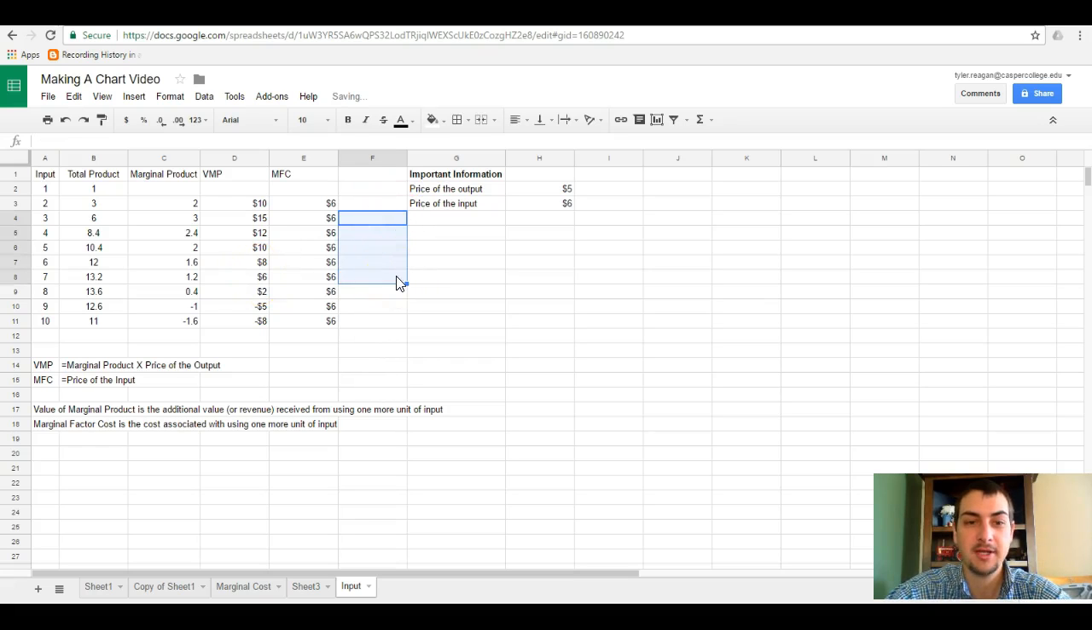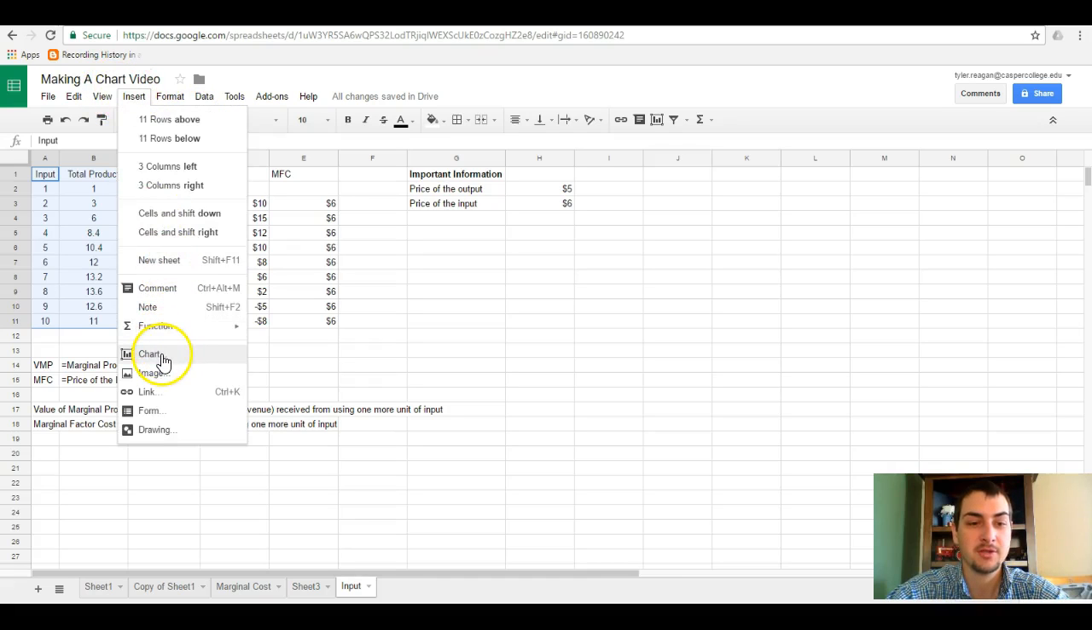Now, something else. If we look at our marginal product curve, if you remember, there's 3 different stages of the marginal product curve. So let me see if I can make a quick graph real quick. We're going to say insert a chart.